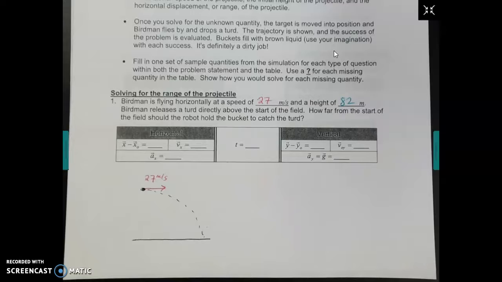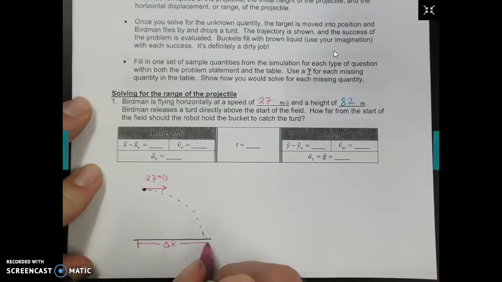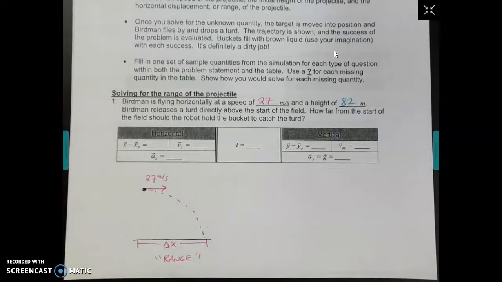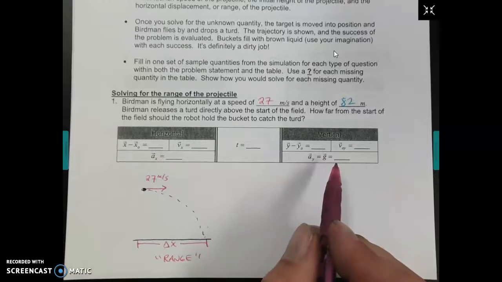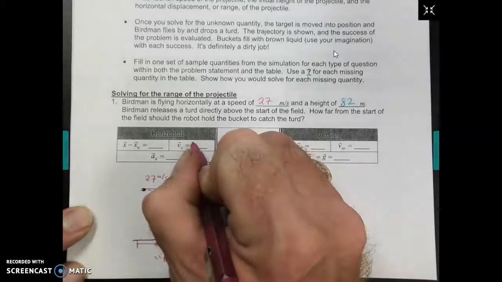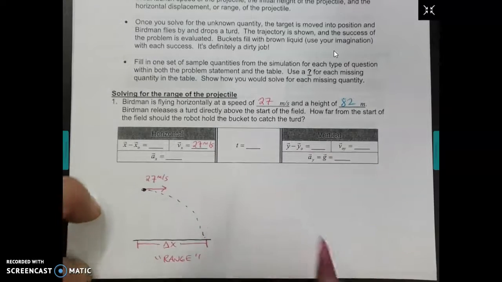And so the question that we're trying to solve for this problem is how far does it travel as it hits the ground? So what is the range? What is the distance along that horizontal direction? All right, so let's record some information that we know in our two columns on our table. We were given the velocity in that horizontal direction. That's the 27 meters per second that we were told. We were also told the height.